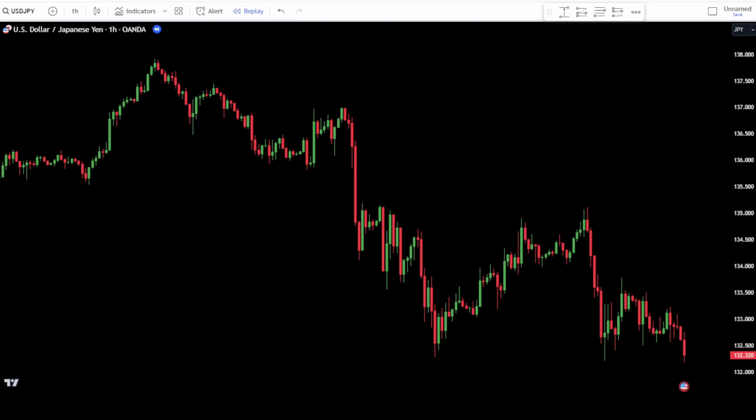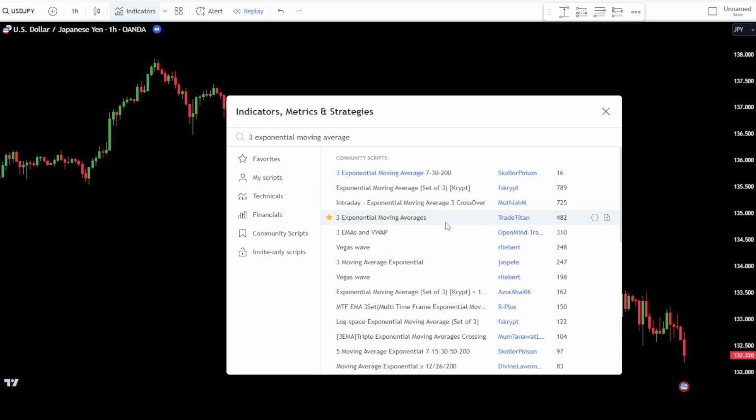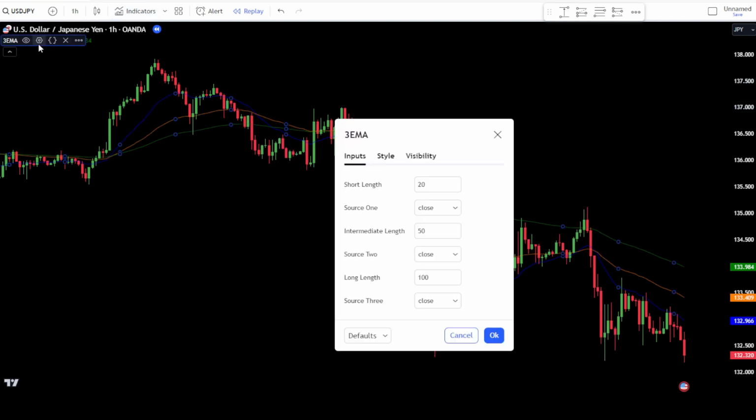Now, open your TradingView and go to the Indicator Search tab. Type 3 Exponential Moving Average and select 3 Exponential Moving Average from TradeTitan. Next, go to the Indicator Settings tab. In the Input tab, change the number in the short length to 10. Then, also change the number in the long length to 200.